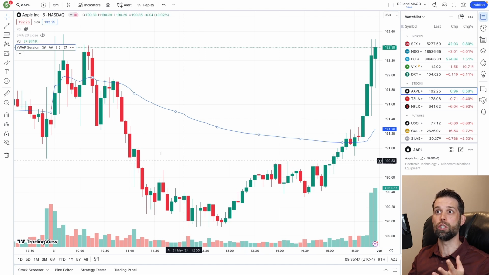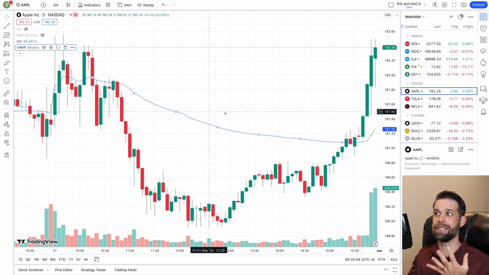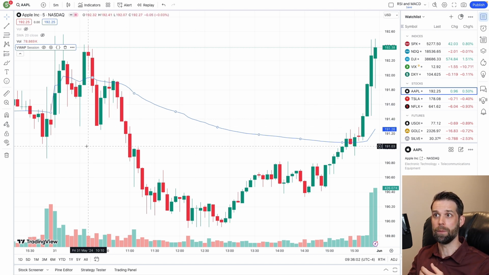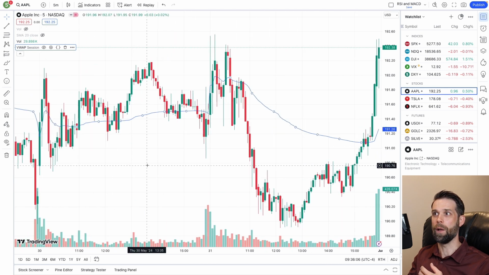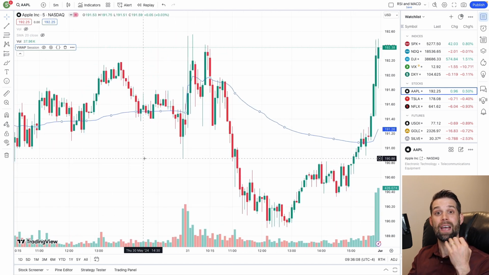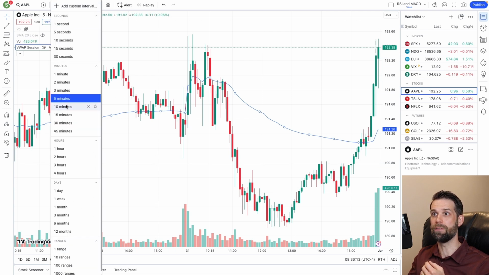Day traders would use this particular indicator to make decisions on when to maybe enter or exit trades. And that's basically a very simple version of what the VWAP looks like on a specific chart. This is a 5-minute candlestick chart for Apple, and that's one of the common time frames used. It's also common to use the 15-minute chart.